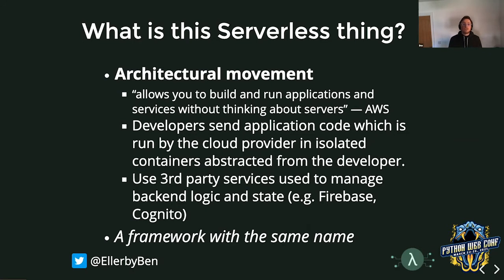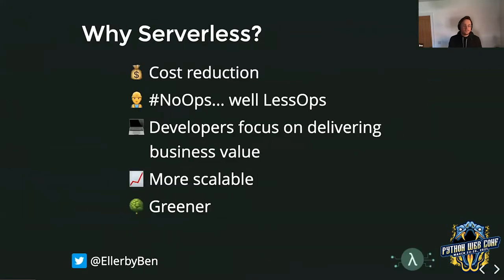Developers can send application code, which is run in a completely abstracted way from them. And it's also the leveraging of third-party services to take further abstraction. Things like Cognito for identity as a service or Okta would be another example outside of AWS. There's also a framework with the same name, the Serverless Framework, which is a really great infrastructure as code solution for serverless architectures. It does make talking about serverless a little bit confusing. Today, we're mainly focusing on serverless, the architectural movement, although there will be a couple of code examples using serverless, the framework.